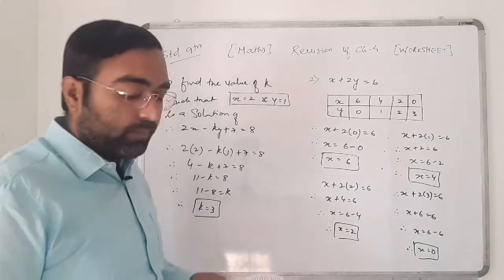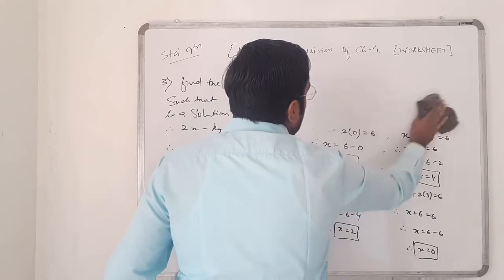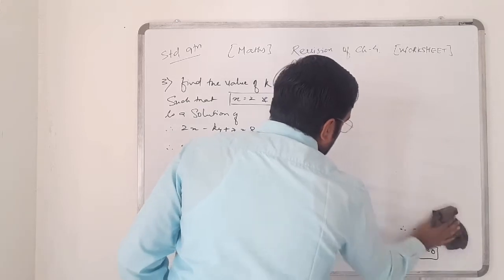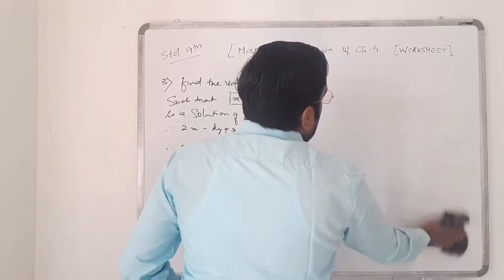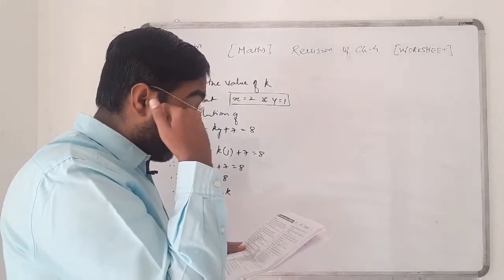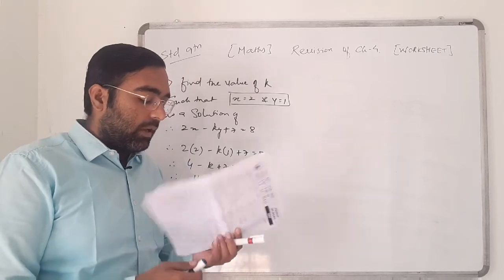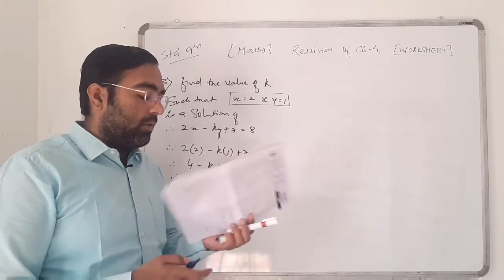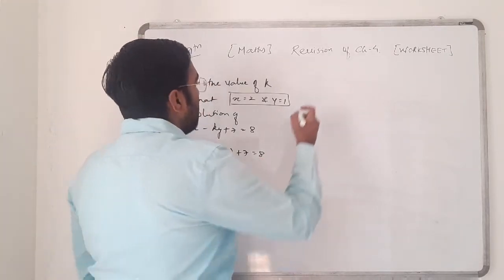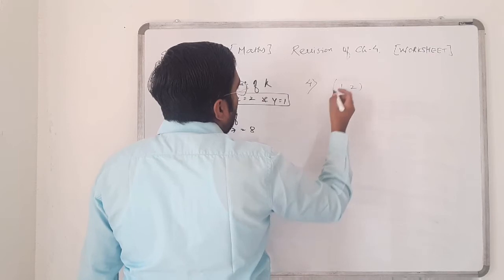Now question number 4. Write the linear equation such that the point 1 comma 2 lies on its graph. That means 1 comma 2 is a solution of the linear equation. Okay, and we should write that linear equation which passes through the point 1 comma 2. So the solution is given, 1 comma 2, here.